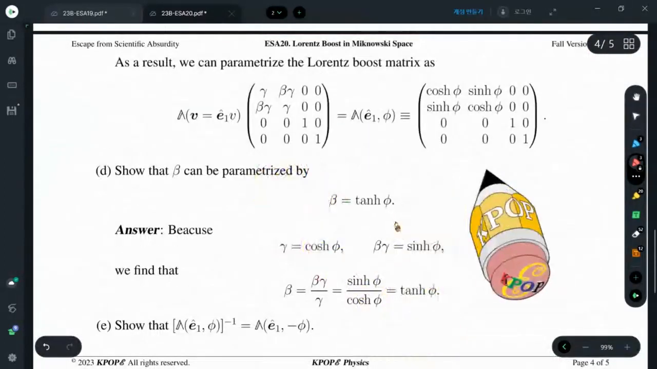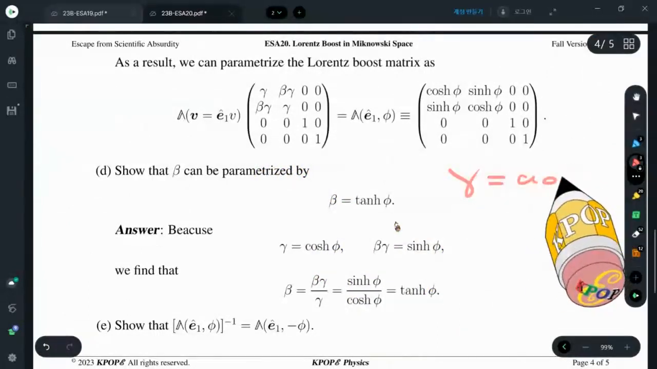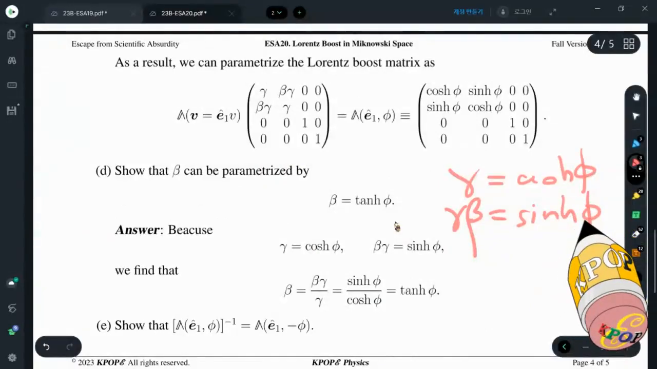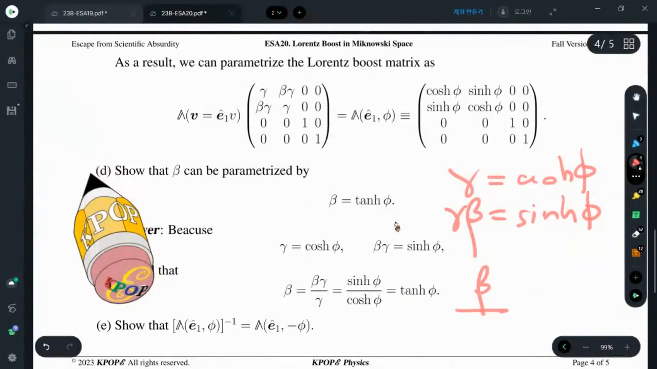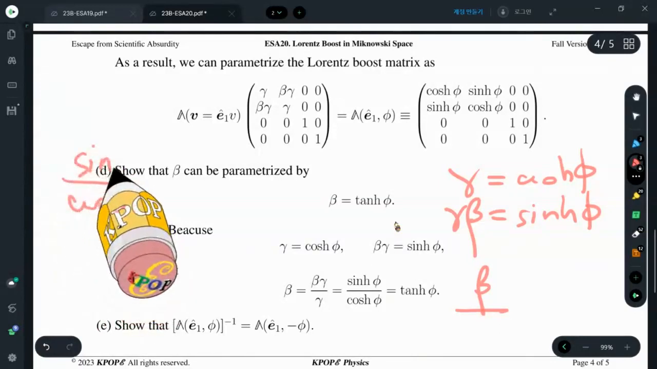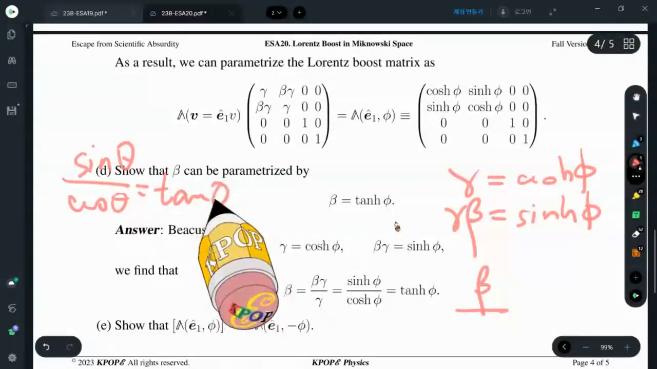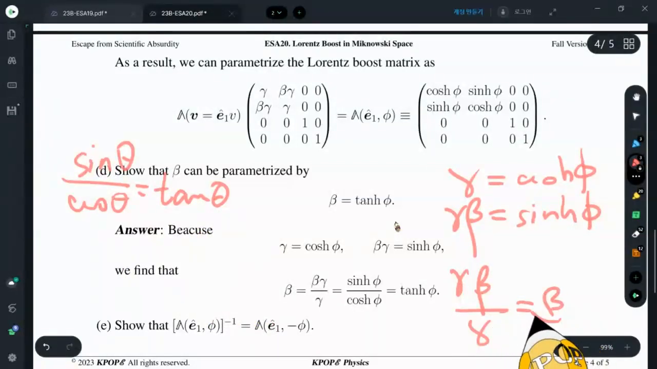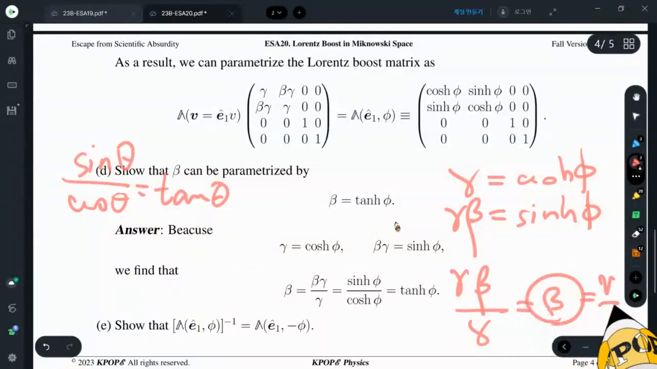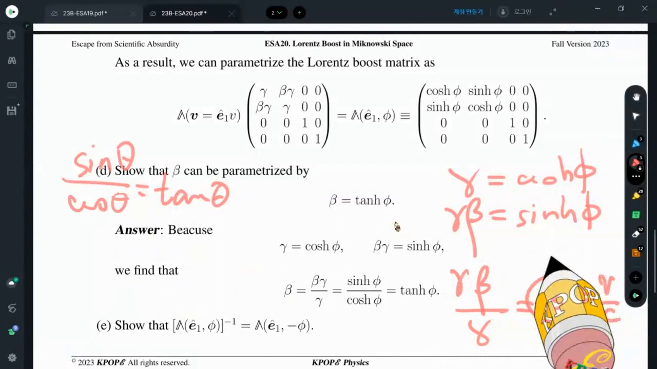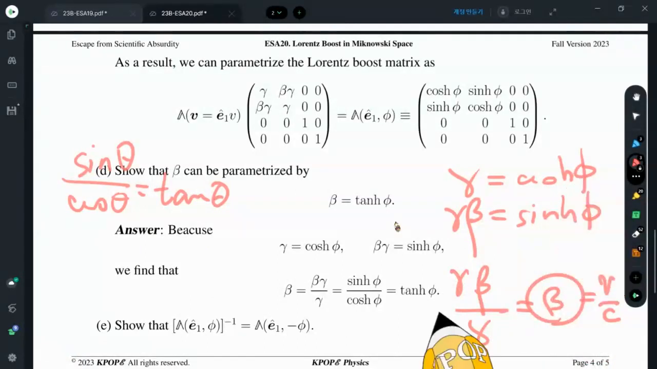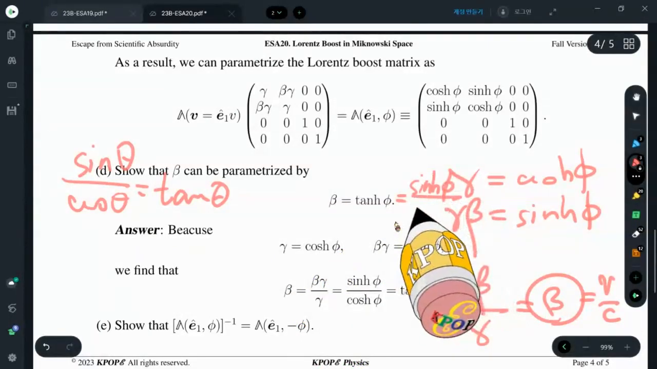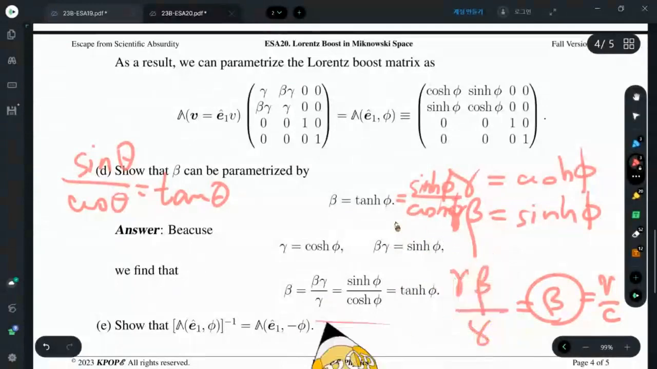Next, gamma equals cosine hyperbolic, and gamma beta equals sine hyperbolic. And if you take the ratio, usually sine theta over cosine theta is called tangent theta. What I need to do is gamma beta divided by gamma. If I want to find the relative velocity itself, it's good to take the ratio of sine hyperbolic to cosine hyperbolic. So it is sine hyperbolic phi divided by cosine hyperbolic phi. Okay.